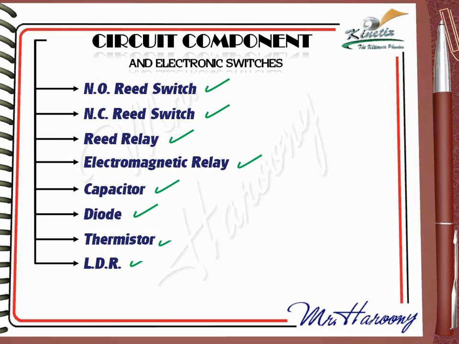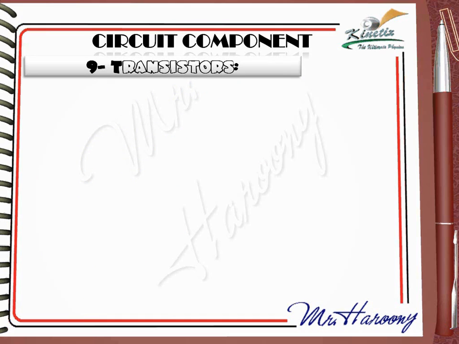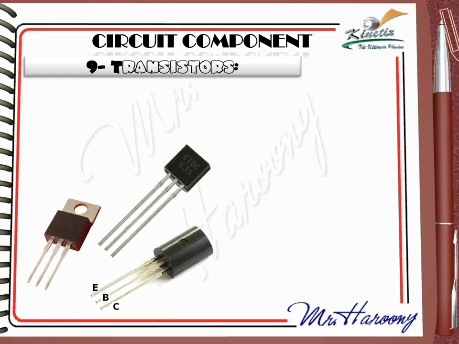After we finished the thermistor and the LDR, now it's time for the last component, the transistor. Number 9. Transistors. The image shows a real transistor. It is clear that it has 3 connections. One is labeled E, the middle is labeled B, and the third is labeled C.